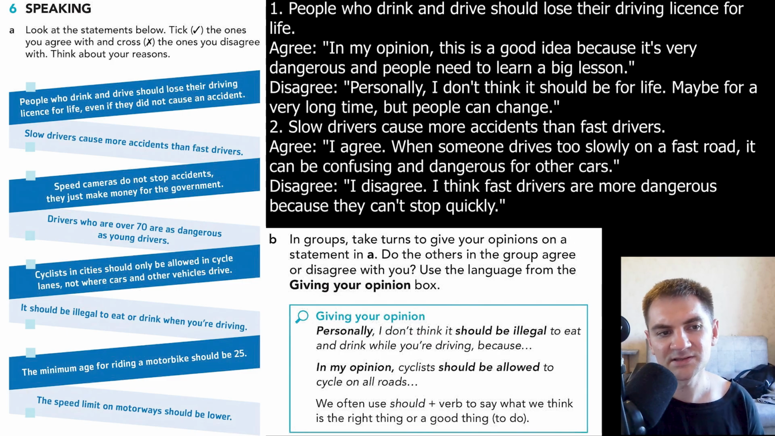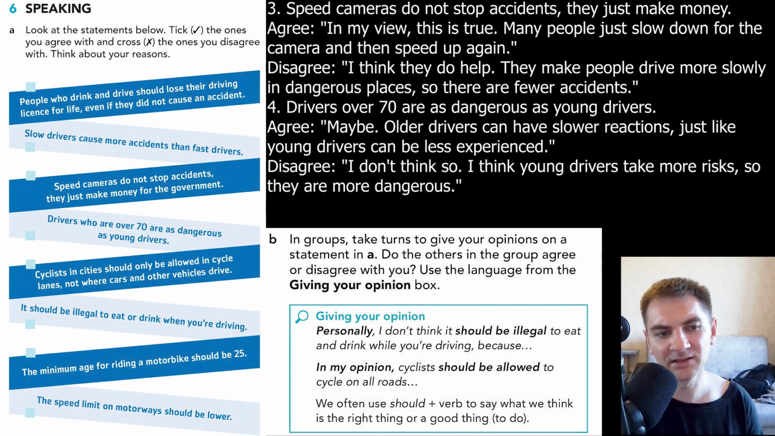Number 2. Slow drivers cause more accidents than fast drivers. I agree, when someone drives too slowly on a fast road, it can be confusing and dangerous for other cars. Or I disagree, I think fast drivers are more dangerous because they can't stop quickly.